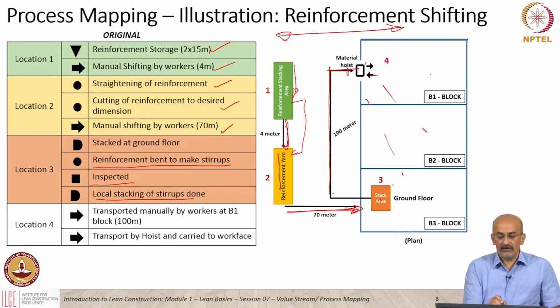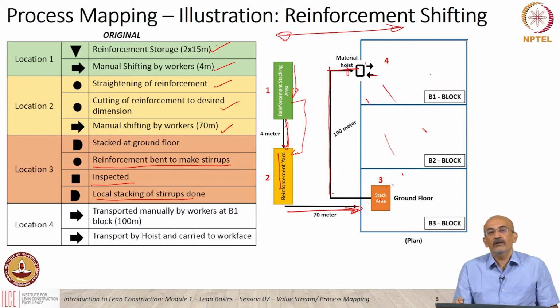And here it's stacked on the ground floor. So there is a stack area here, and in this area itself it's bent to make stirrups. So here stirrups are made, and then the stirrups are inspected, and then again locally stacked. So there are 2 delays there, and then it's transported manually to this area. The hoist happens to be here, and it's transported vertically to the hoist, and then moved to whichever place it needs to be moved to for fixing the reinforcement or the stirrups as required.